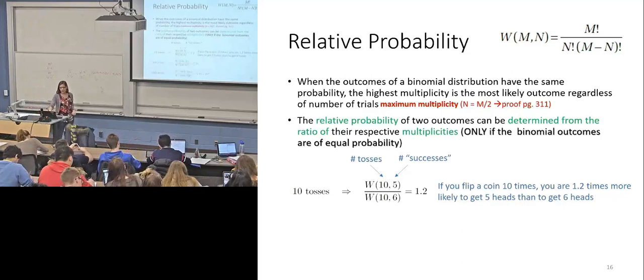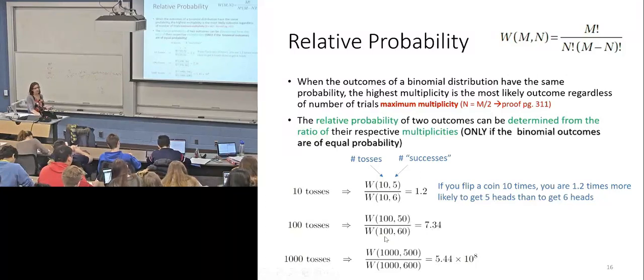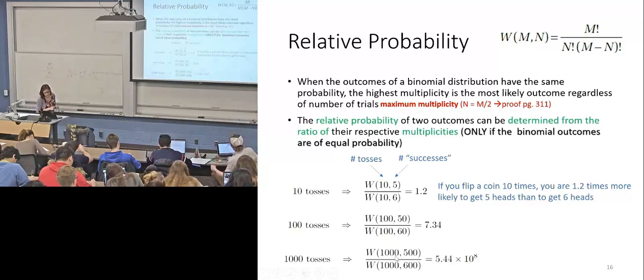If we go up to 100 tosses or 1,000 tosses, those odds change. So it is 7.34 times more likely that if I flipped a coin 100 times, I'd get 50 heads instead of 60 heads. Or 5.44 times 10 to the 8th times more likely that if I flipped a coin 1,000 times, I would get 500 heads instead of 600 heads. The more tosses you do, the less and less likely it is you can get away from the center of the distribution.